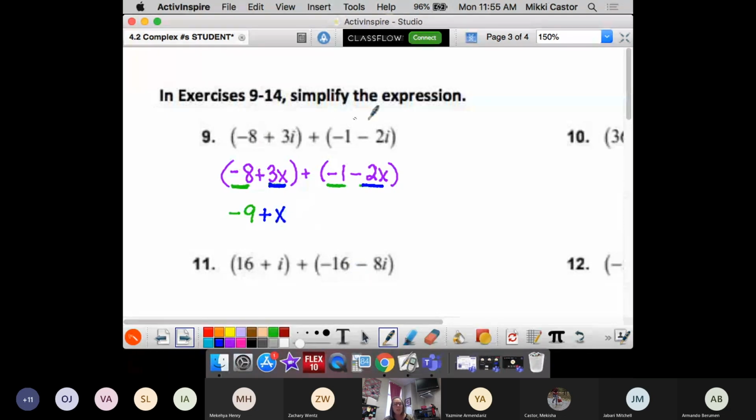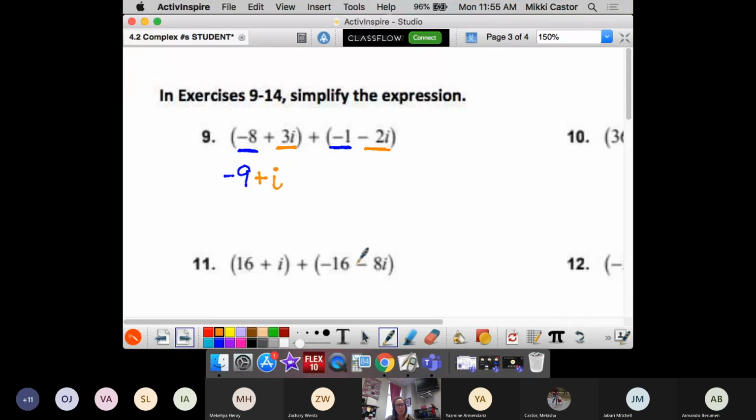Your imaginary complex numbers work the exact same way. I'm going to erase this so that we can do the complex number form. So like terms, -8 and -1, those are like, so we would add them together and get -9. Then we have 3i and -2i. Those would add together to give me 1i, or just i. So your final answer for that would be -9 plus i.